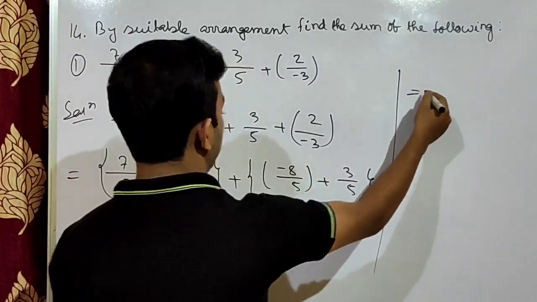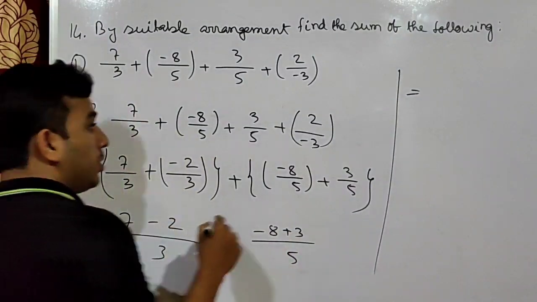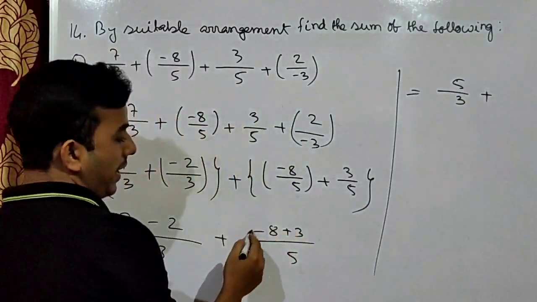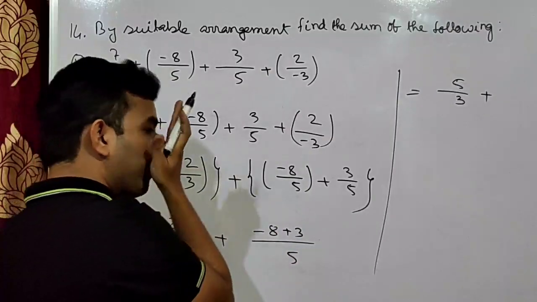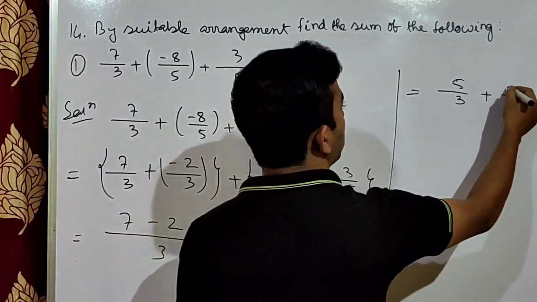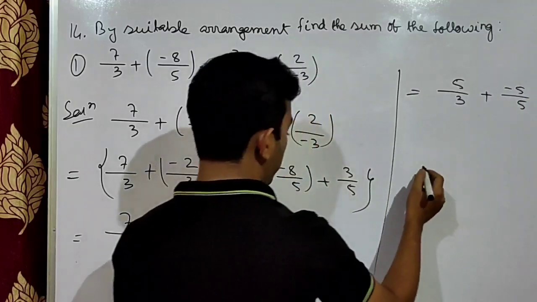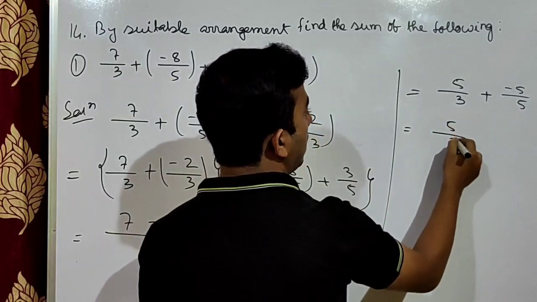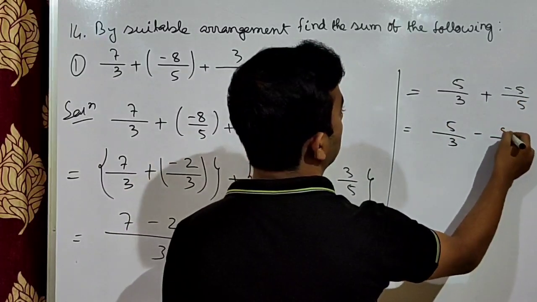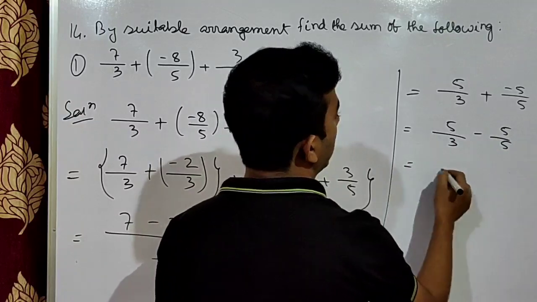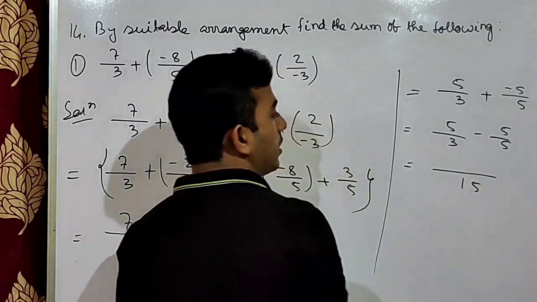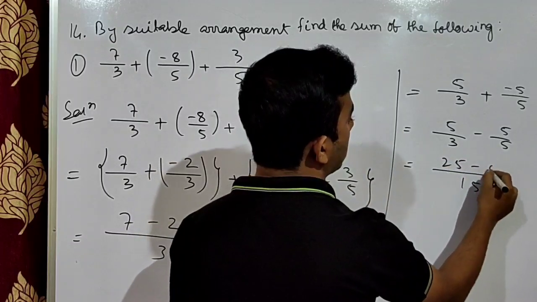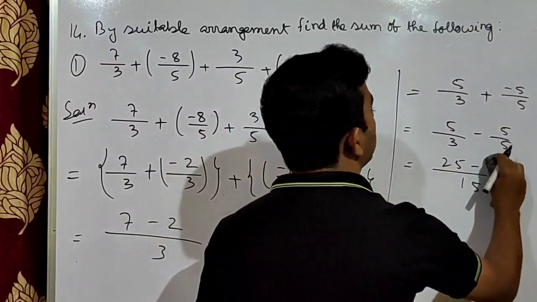Now let's move here. Now 7 minus 2 is how much? 7 minus 2 is 5. So it will be 5 by 3 plus, look, minus 8 plus 3, so 8 minus 3 is what? Minus 5 by 5. Up to this clear? Very good. Now look, 5 by 3 plus minus 5 by 5. Now if we take LCM 15, it will be what? 3 5s are 25, 25 minus 15, isn't it?